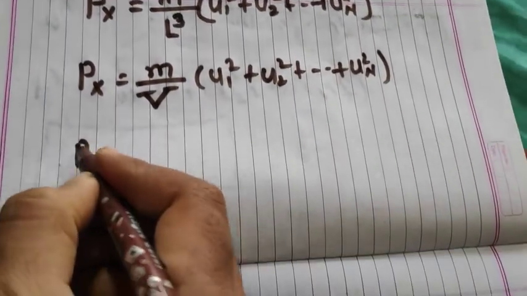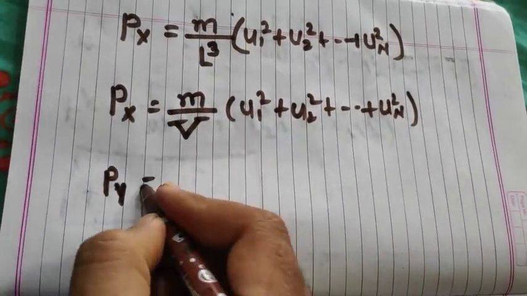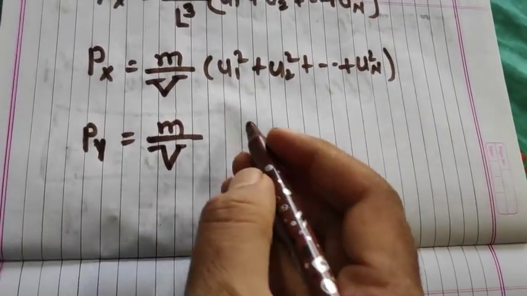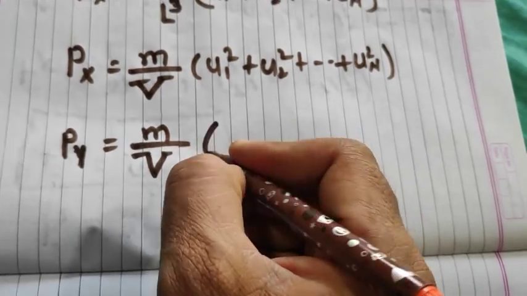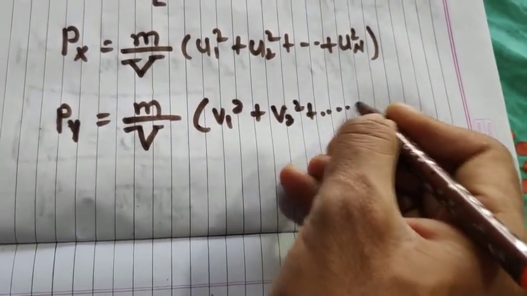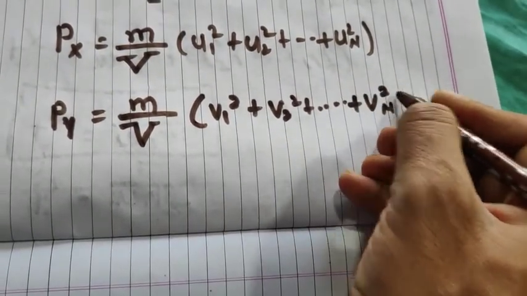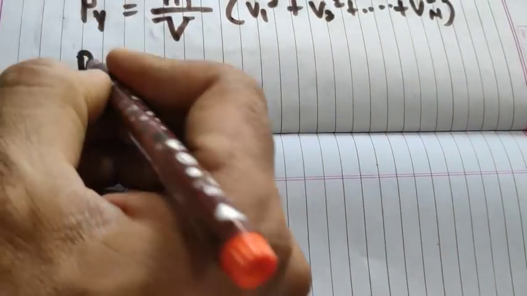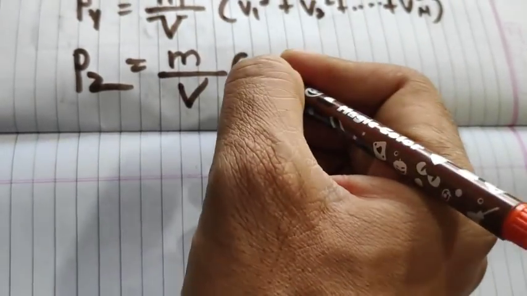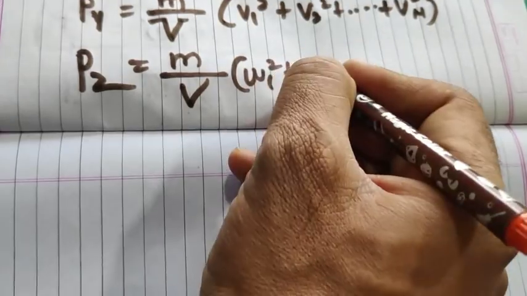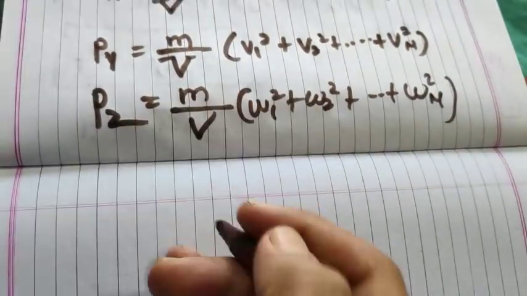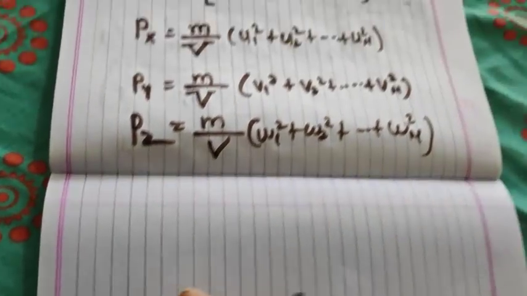Similarly, pressure along y. The mass remains the same, the volume remains the same, the axis changes, so the component changes. It will be v1 square plus v2 square plus again vn square. Similarly, we can have pressure along the z-axis as mass upon volume, and it will be omega1 square plus omega2 square, and this will lead us to omega n square. So we have got all the pressures.